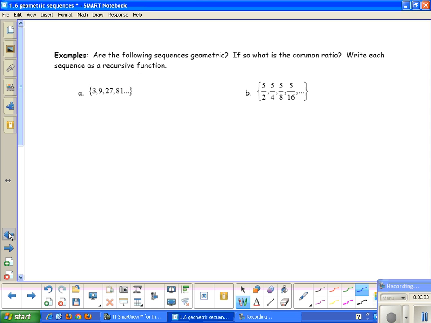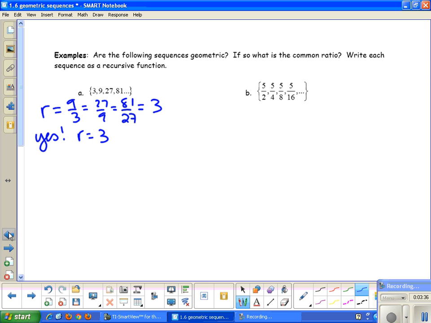So let's go back here. Are the following sequences geometric? If so, what's the common ratio? Write each sequence as a recursive function, and we're going to do explicit also. So just like the last problems, the first thing we want to do is look at these and figure out the common ratio and if it's the same. So 9 divided by 3 has to be equal to 27 divided by 9, and so on. We just showed this in the last one, which we know is equal to a value of 3. So I know this is a geometric sequence, and the common ratio is equal to 3.